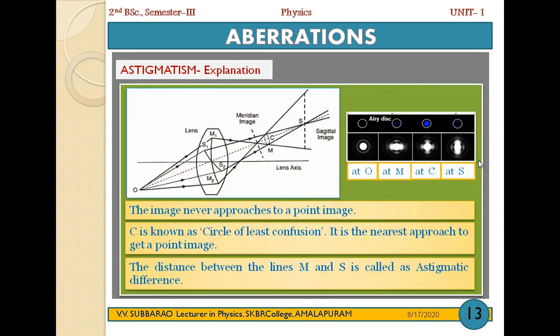This image shows the nature of images observed on the screen when the point object is placed far off the axis. O is the point object and monochromatic light from O is incident on the lens. Then we will get a horizontally stretched image at M. Here the image is stretched along the horizontal line, and at S the image is vertically stretched, but at C the image almost looks like a point. This is called the circle of least confusion. The axial distance between M and S is a measure of the astigmatism, and this distance is called the astigmatic difference.